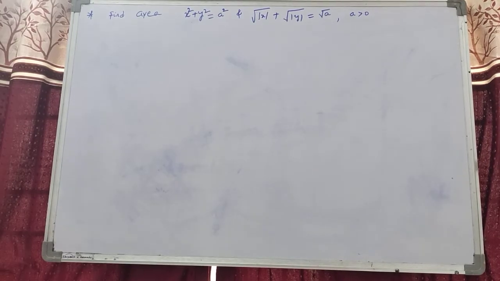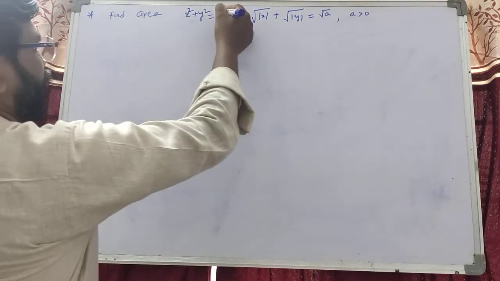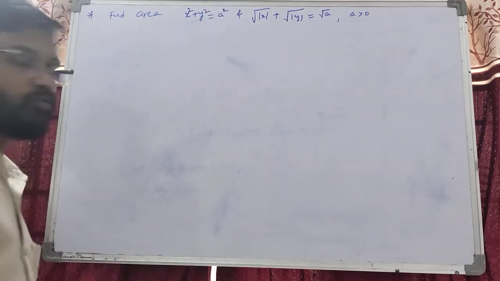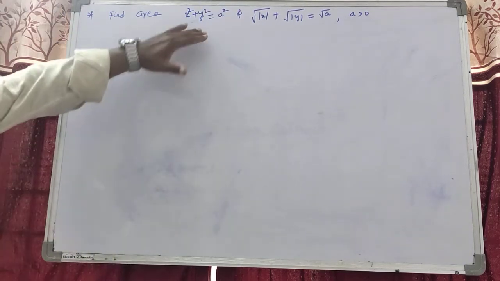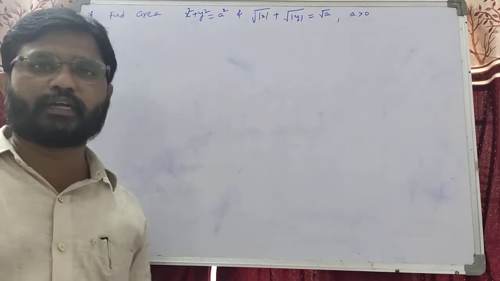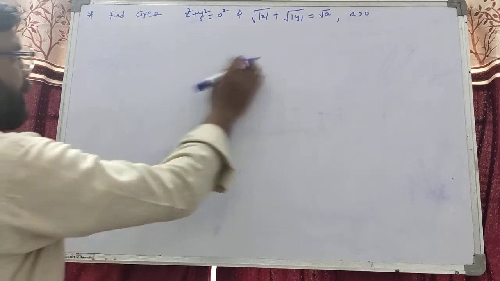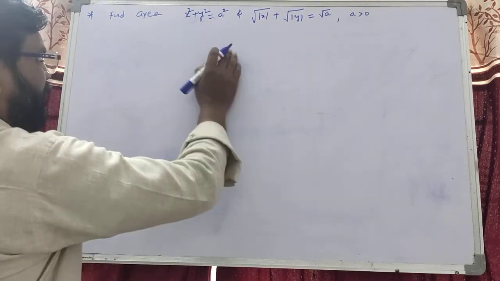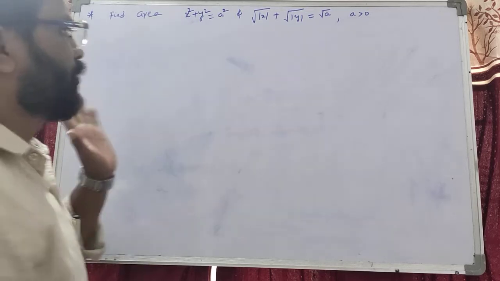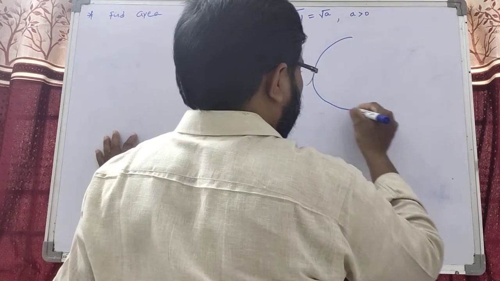Dear students, let us now start the second one. Here x square plus y square equal to a square. Everyone knows this is the equation of the circle. Suppose we know this is the equation of the circle, what are the limits of x? Therefore we take the circle here. First we draw the circle.